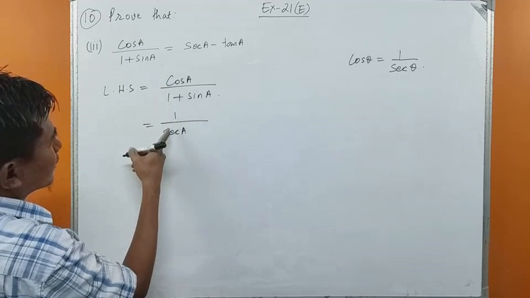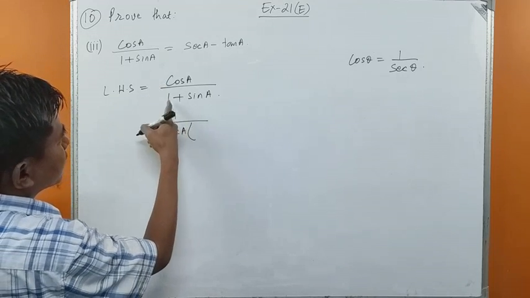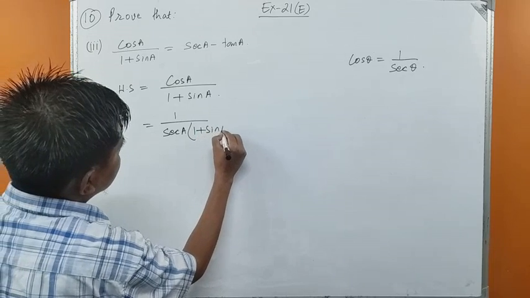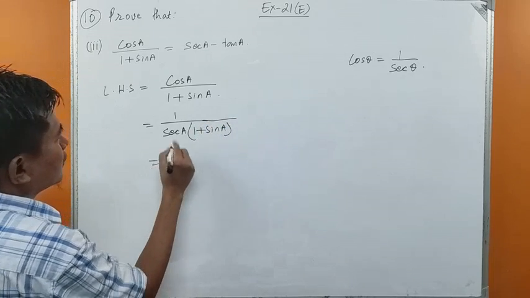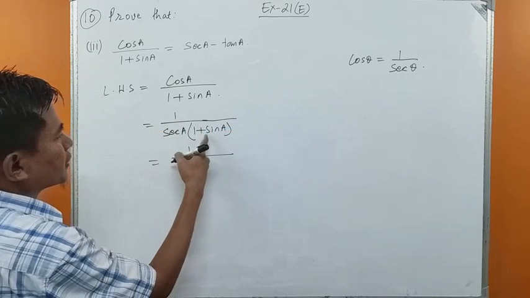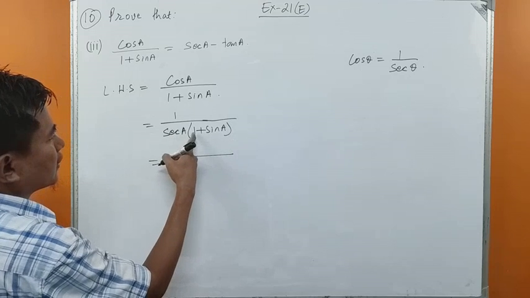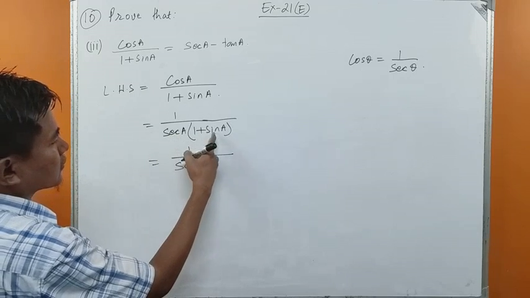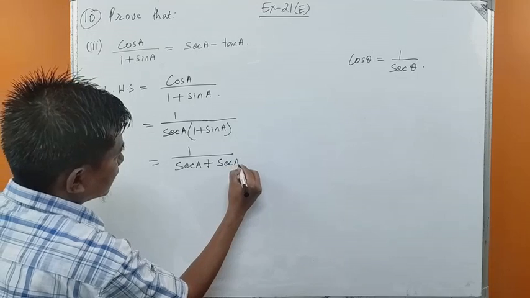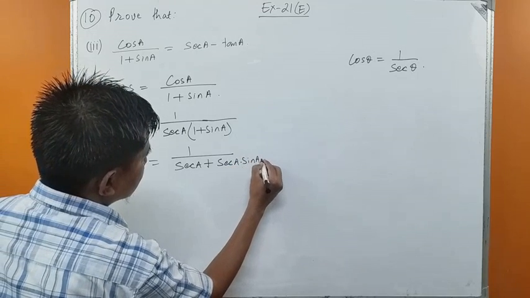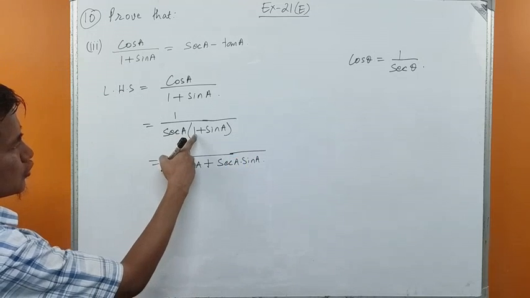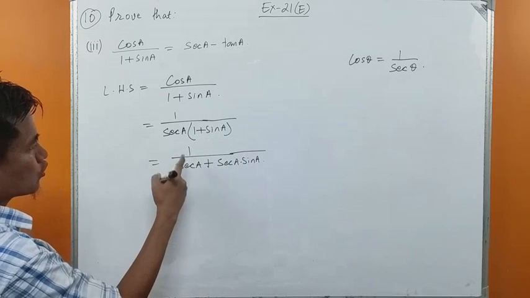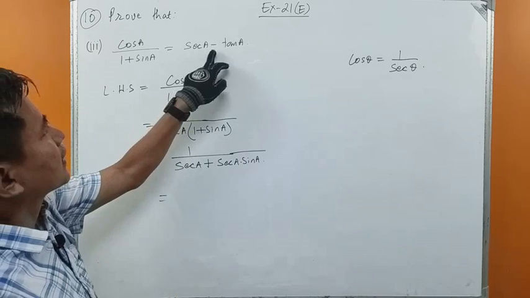Cos A can be written as 1 upon sec A into 1 plus sin A. We copy as it is, so 1 is in the numerator. Now let us multiply this sec A with this number. Sec A into 1 is sec A, plus sec A into sin A is sec A sin A. So instead of 1 we need sec A minus tan A, isn't it?